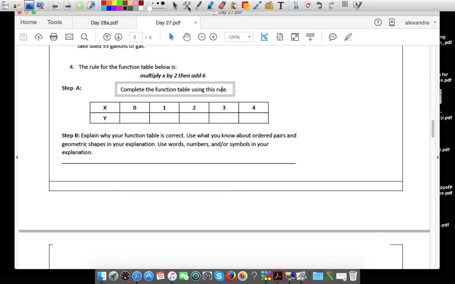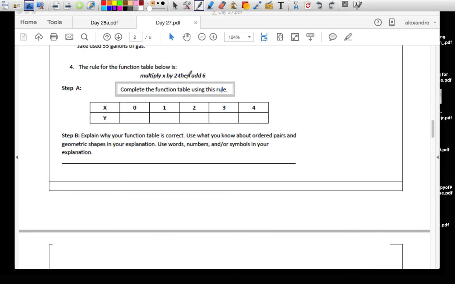The rule for the function table is multiply by 2 and then add 6. Okay, so if I multiply 0 by 2, it's 0, add 6. 1 times 2 is 2, plus 6 is 8. 2 times 2 is 4, plus 6 is 10. 3 times 2 is 6, plus 6 is 12. And 4 times 2 is 8, plus 6 is 14.